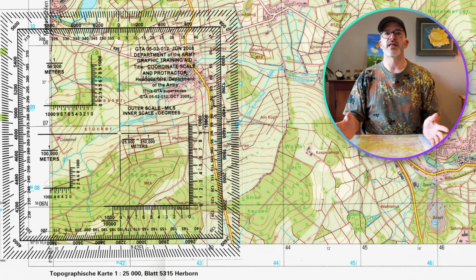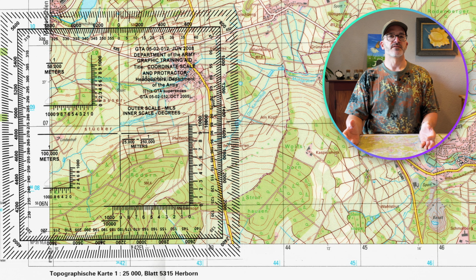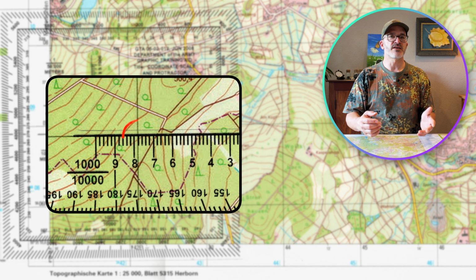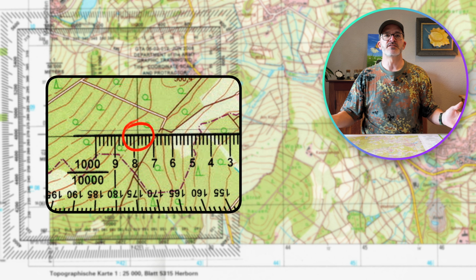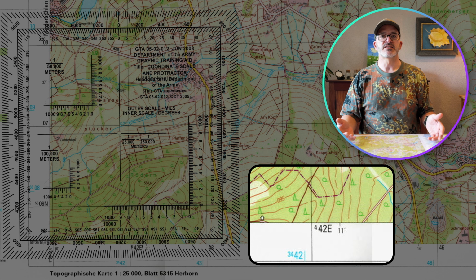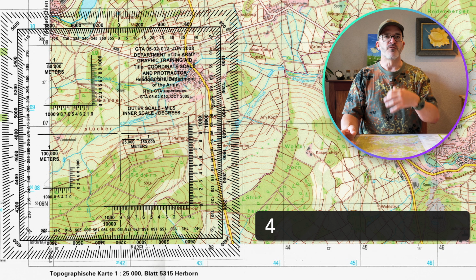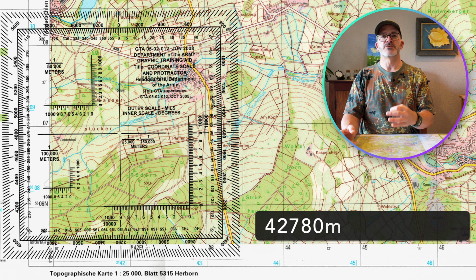Once we're happy with our alignment, we can read the Easting and add that to our coordinate. I see 780 meters east, but east of what? That's right, 780 meters east of the 4-2 grid line. So we can call our Easting 42780 meters east. And now the northing.